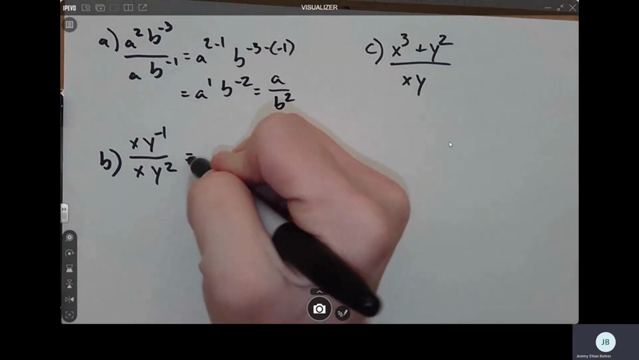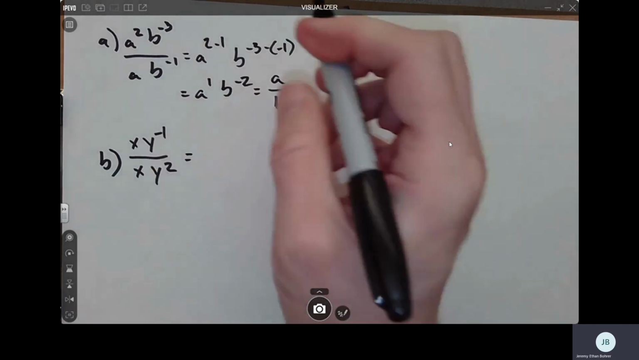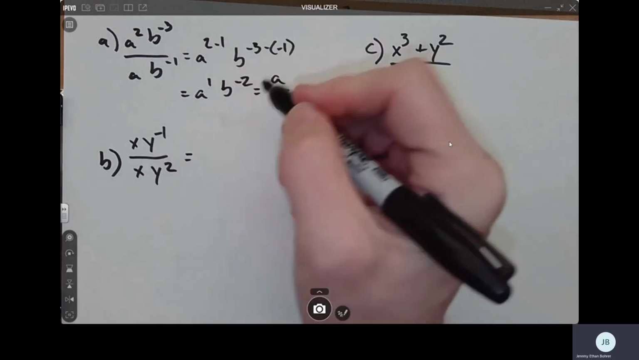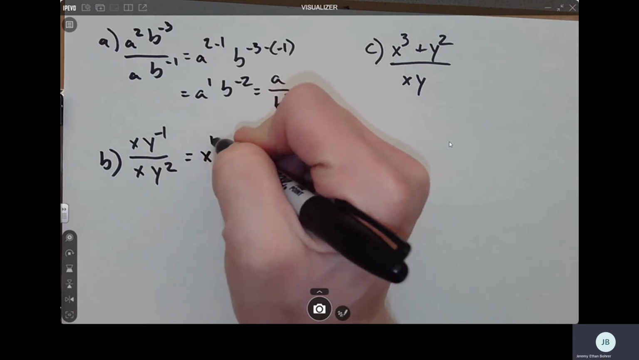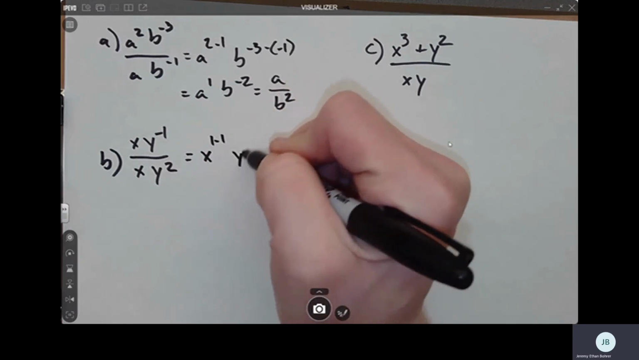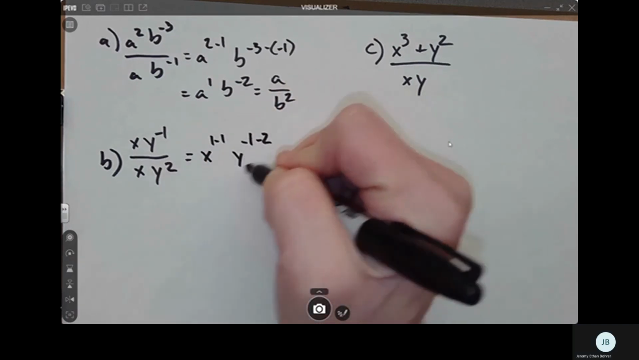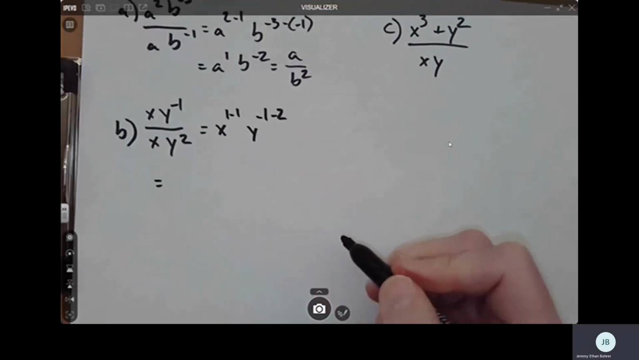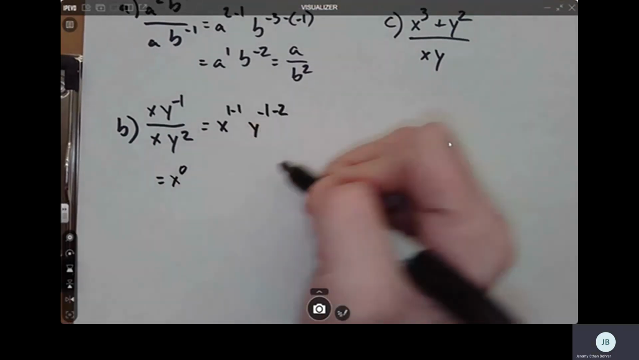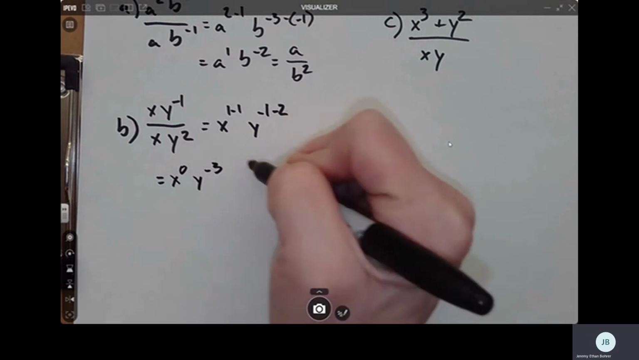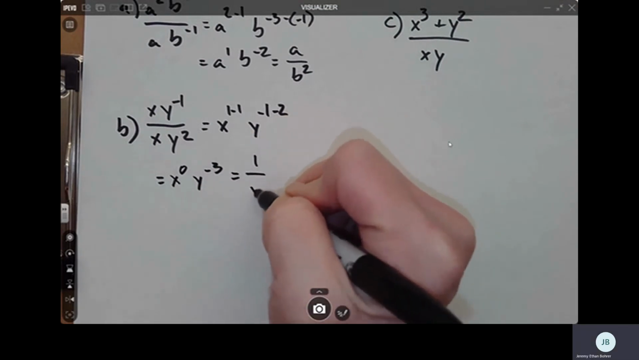For b, we have x y to the negative 1 over x y squared. So that's x to the 1 minus 1 times y to the negative 1 minus 2. That gives us x to the 0, y to the negative 3, or 1 over y cubed.